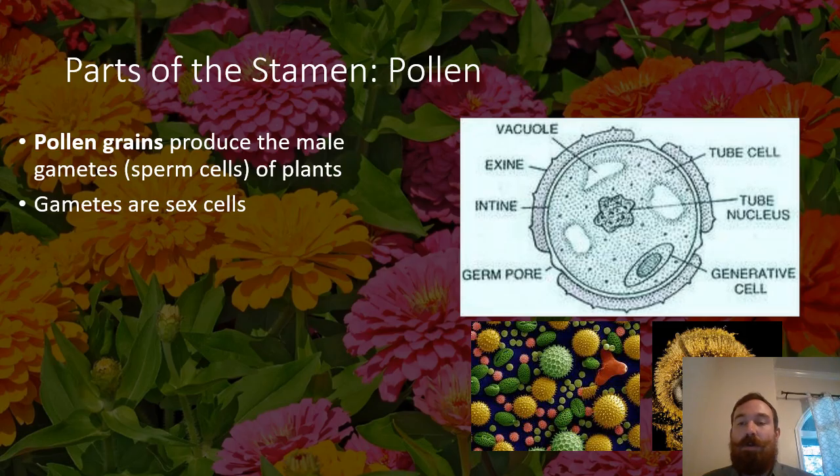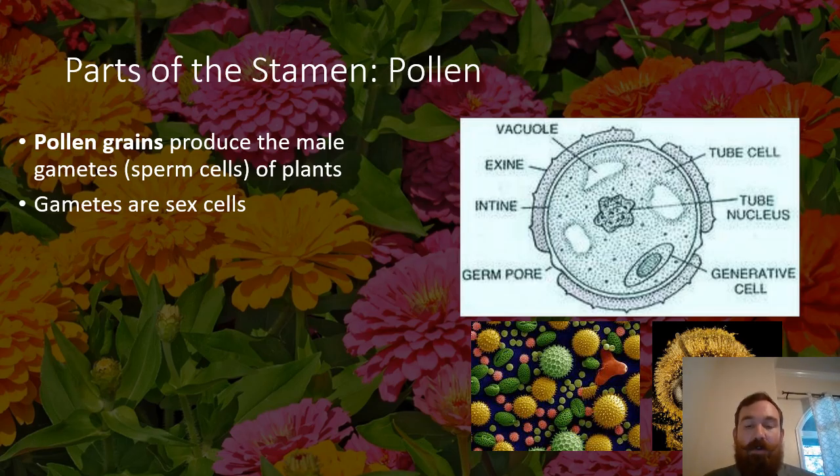The tube cell, we will learn, burrows a tube down to what will eventually become the seed in the female flower part. The generative cell will divide in two to make two sperm cells, and we will see that diagrammed later. These germ pores, or these breaks in the exine, or outer coating of this pollen grain, that's what allows the tube cell to begin to burrow down into the female parts of the flower in order to deliver sperm to the egg. And we'll see that in a diagram farther along.